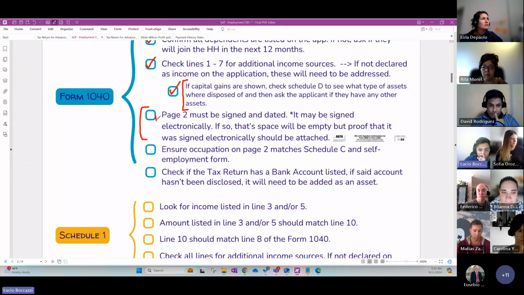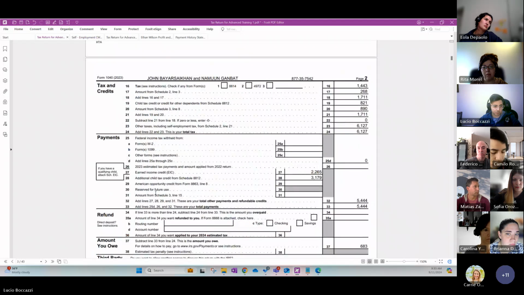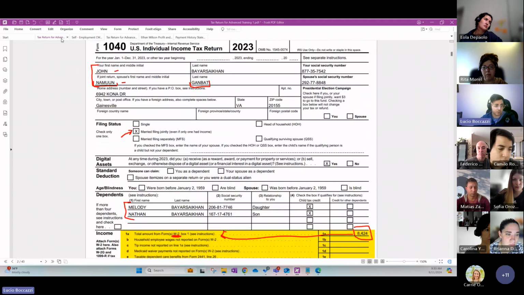Awesome. So the next thing, we're going to pretend that we have the proof of transmission for this one, since it is one of the requirements now with HOTMA regulations. You should have the proof of transmission, just like Carrie was explaining. So the next thing that we need to do is ensure that the occupation on page 2 matches Schedule C and the self-employment declaration. So since we're paying attention to the self-employment side of the tax return to record their self-employment. Sophie, were you going to say something?